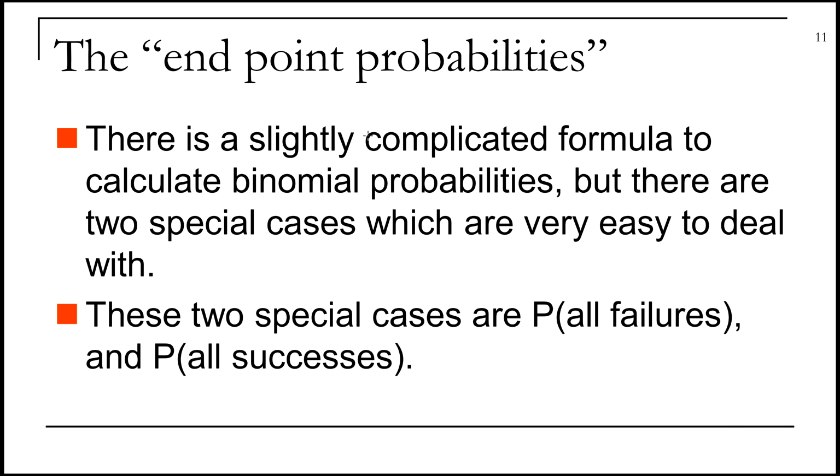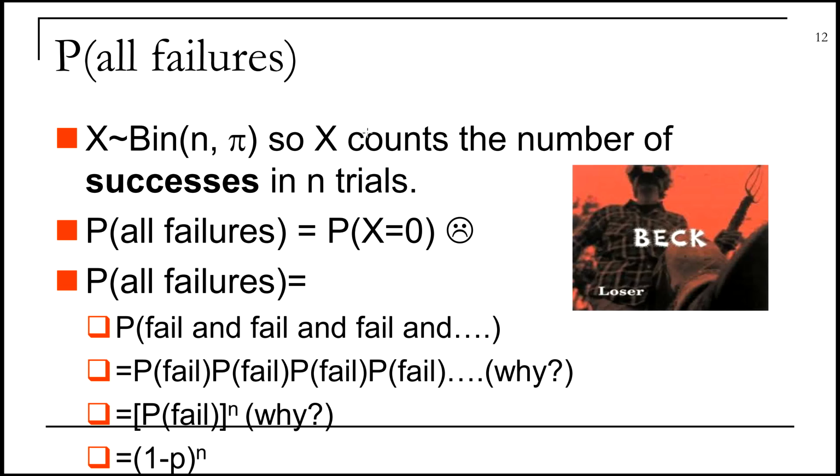And so let's look at what they are. The probability of all failures. So that's the probability you fail in the first one, you fail in the second one, you fail in the third one. And that's the same as this. Why? Independence. Because of independence, the joint probability is going to be the product of these individual probabilities. And it's going to be the probability of failure to the n power. Why? Because we're assuming the probability of failure stays constant. The probability of success stays constant. And this is simply going to be (1 minus p) to the n. So the probability of all failures is (1 minus p) to the n.